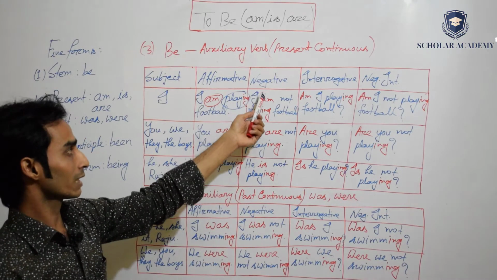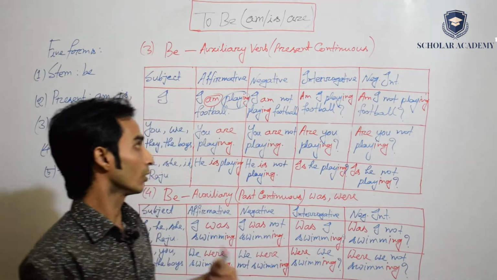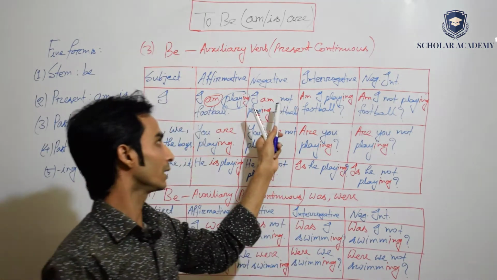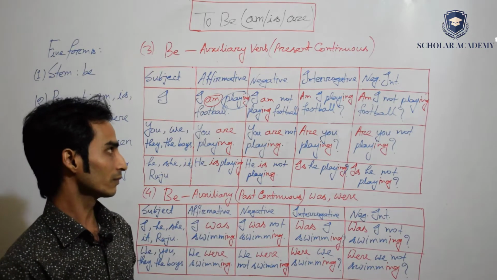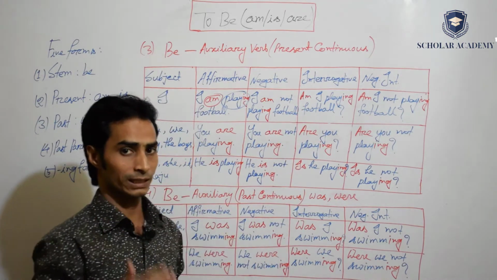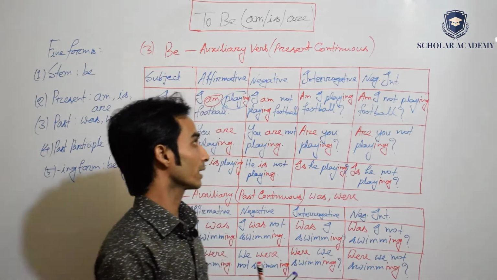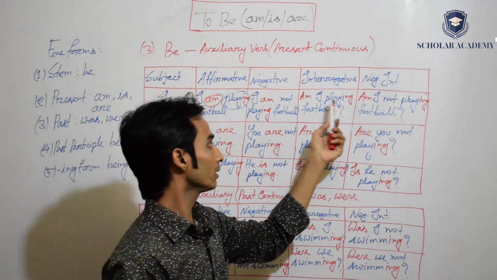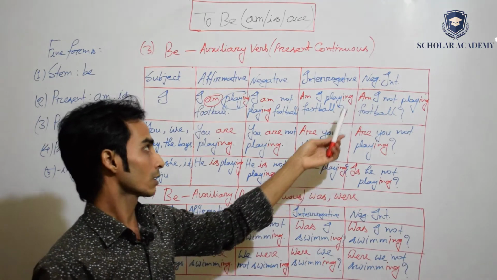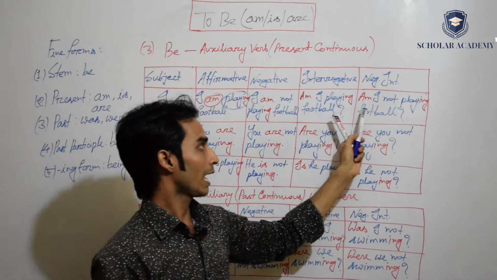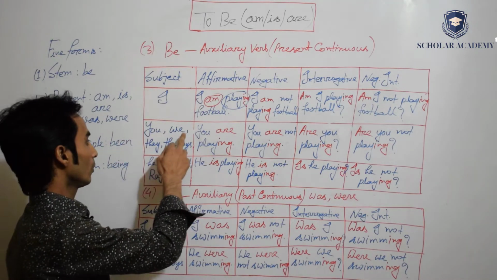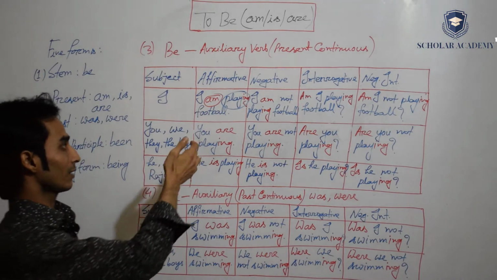The negative sentence will be I am not playing football, and we know that to make a negative sentence, after be we will have to add not. In the interrogative sentence, we will have to use the be verb at the beginning of the sentence or before the subject. That's why the sentence will be am I playing football. At the end of the sentence, we will have to use a question mark. Okay, so the negative interrogative sentence will be am I not playing football. So when the subject is you, we, they, the boys, then the sentence can be you are playing.